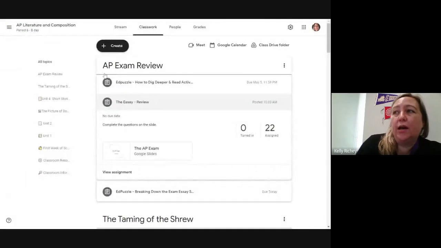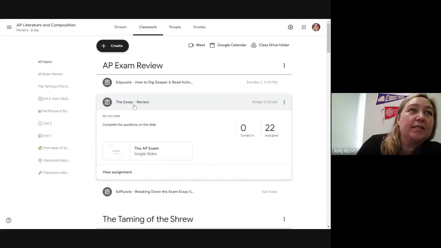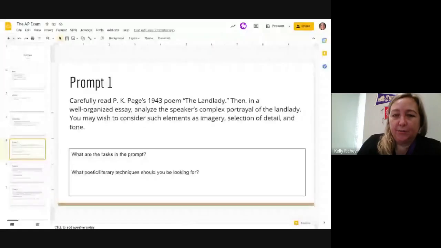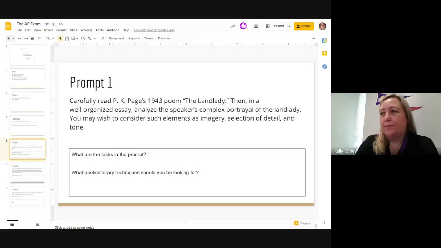Go to AP exam review. And the second item says the essay review. This is the PowerPoint, okay? Or the Google Slides. Pull that up. We're going to do this together, okay? But it's a grade and we've got some questions to answer, okay? So let's look at where it says prompt 1. Is everybody with me? Prompt 1.